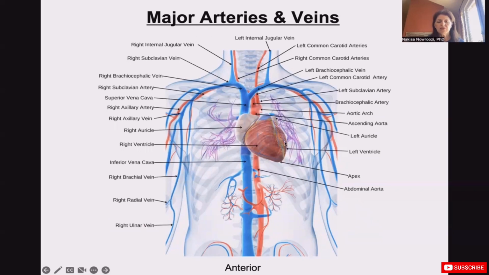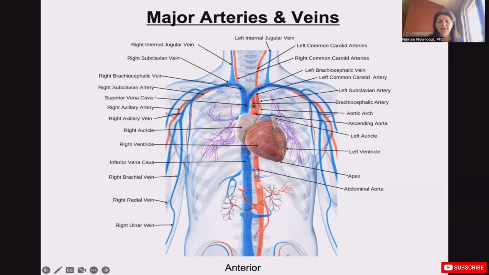You have right ventricle, left ventricle, just so you know we are on the anterior end, apex, base, right auricle, left auricle. This one is ascending aorta, aortic arch, and then it goes down to descending aorta or thoracic aorta. Above diaphragm, below diaphragm is called abdominal aorta. You have branches of aorta.